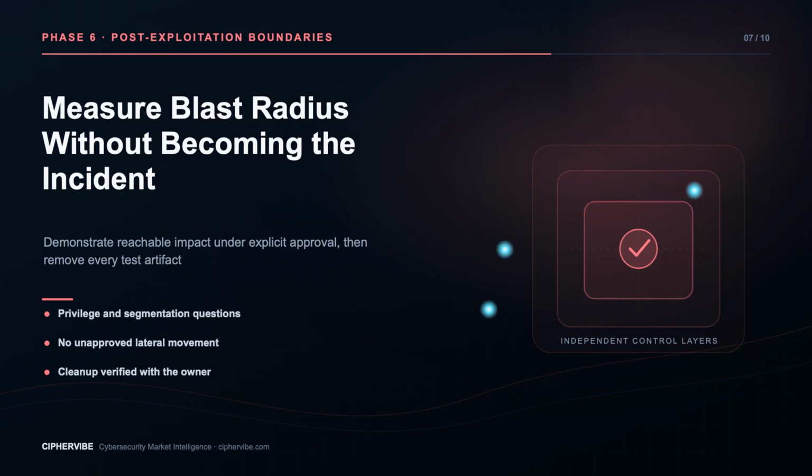Coordinate closely when validation may touch production, privileged identities, sensitive records, endpoint controls, or monitoring. Prefer simulations, canaries, and owner-observed demonstrations. Record timestamps so defenders can compare alerts and logs with tester activity.